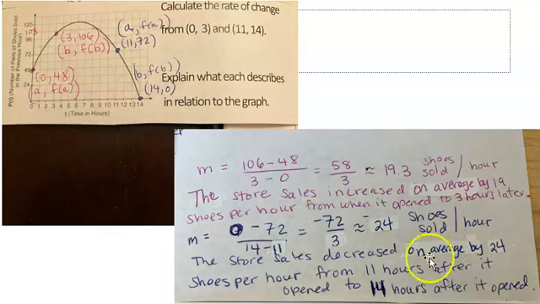per hour. This time I have a negative, so I'm going to say the store sales decreased instead of increased, on average by 24 shoes per hour from 11 hours after it opened to 14 hours after it opened. And this tab is now done.